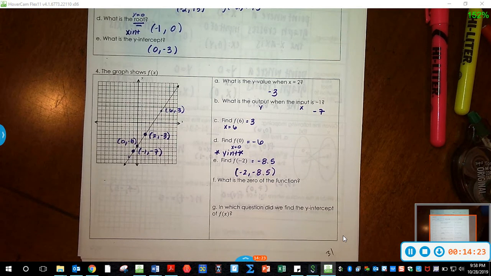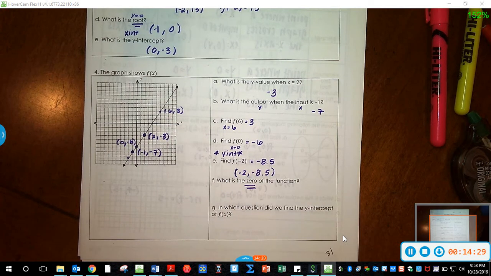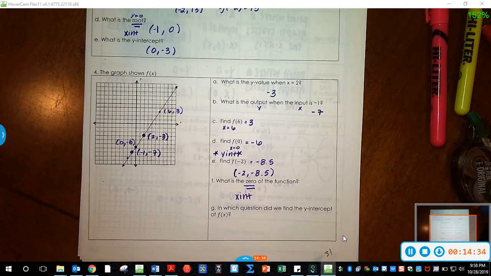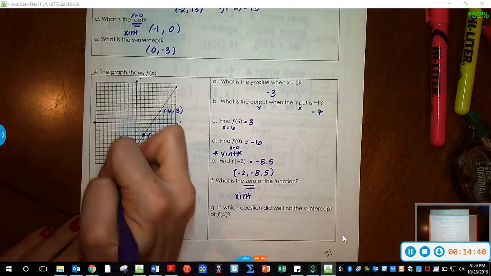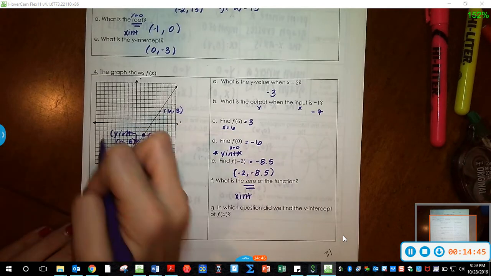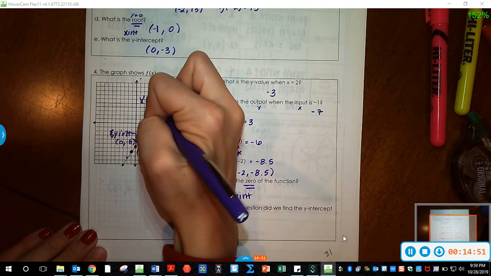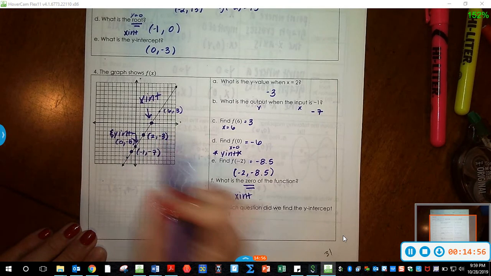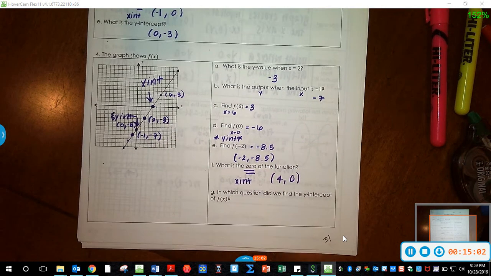All right, last two. Now they're saying, what is a 0? We need to think x-intercept. So I look, where does it cross the x-axis? So this is my y-intercept. Right here is my x-intercept, where it's crossing the x-axis at 1, 2, 3, 4. So 4, 0 is my x-intercept.